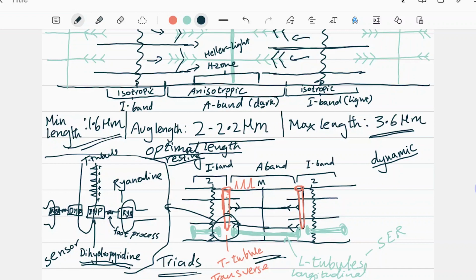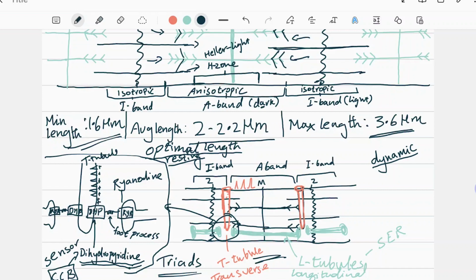So we have the dihydropyridine receptor, and these are called dihydropyridine because they're blocked by a substance called dihydropyridine. If you are aware, there is something called calcium channel blockers. This is a class of drugs that we use to lower the blood pressure in patients, and sometimes to even slow down the heart. There's a class of calcium channel blockers called dihydropyridine blockers. So they block the dihydropyridine receptor, and that's why it's called that.